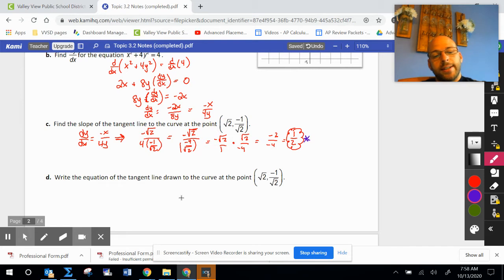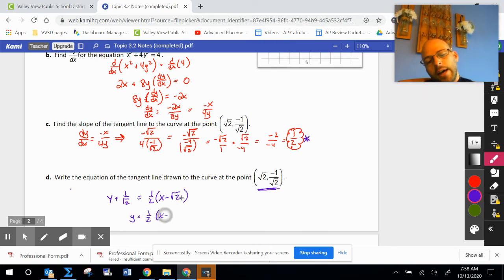Well, to write the equation of any tangent line, we need a point and a slope. Well, they gave us the point, right? So I'm going to say y minus, actually in this case, plus 1 over square root of 2 equals 1/2 times x minus square root of 2. And then just get your y all by itself. So I have 1/2 x minus square root of 2 minus 1/2.